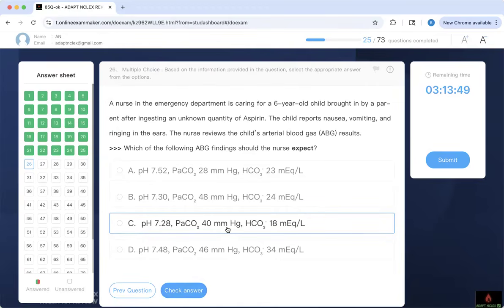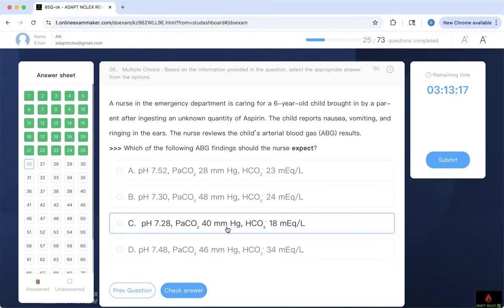The nurse in the emergency department is caring for a 6-year-old client brought by a parent after ingestion of an unknown quantity of aspirin. Some of these concepts you know, but they will use questions to create it. You know what ABG you should expect when you have aspirin ingestion. That's what the question is asking you. The client reports nausea, vomiting, ringing in the ear. They have symptoms. I'm trying to simplify it for you. The nurse reviews the ABG. Which one should you expect?